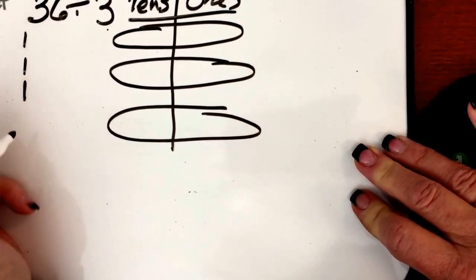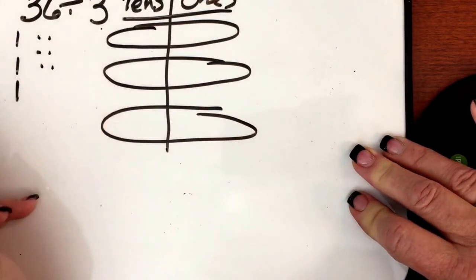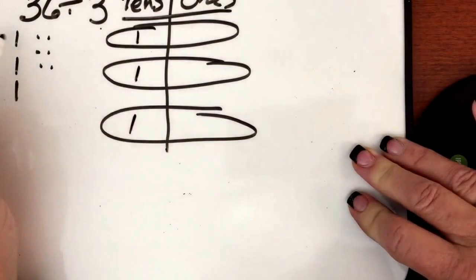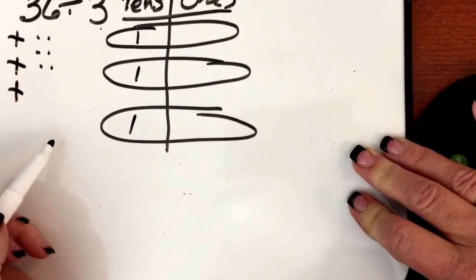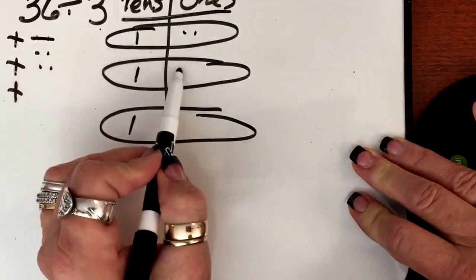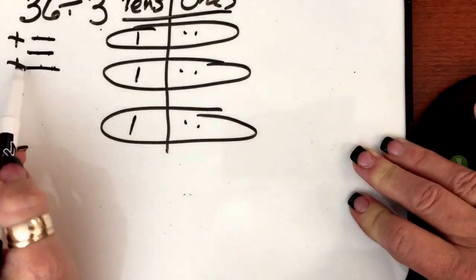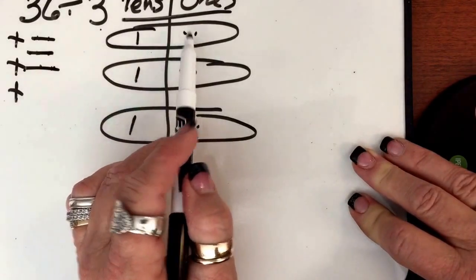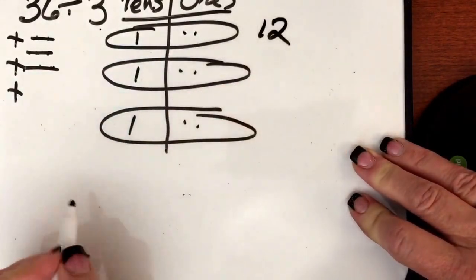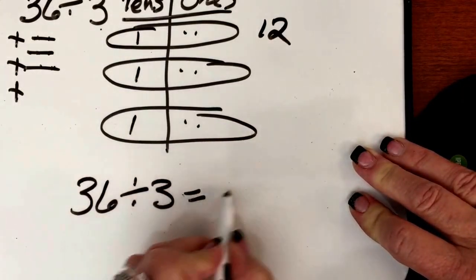And 36 is 1, 2, 3. There's 30, there are 3 rods, and 6 units. So each one will get 1 ten rod. See, 1, 2, 3, use those. And now I'm going to say 1, 2, use those. 1, 2, use those. And 1, 2, use those. So now I've got 1 ten and 2 ones, which is 12. So 36 divided by 3 equals 12.